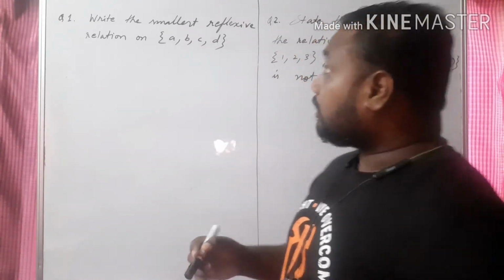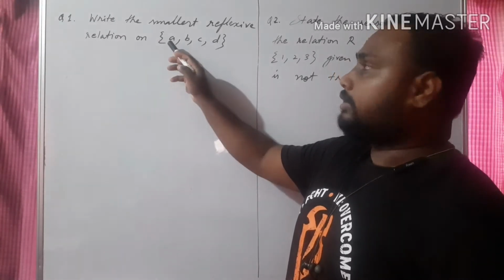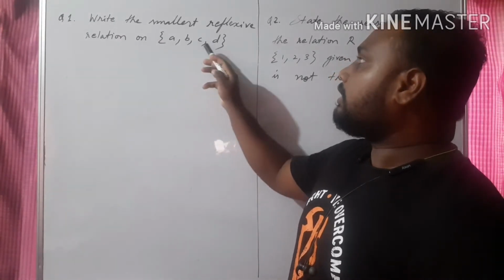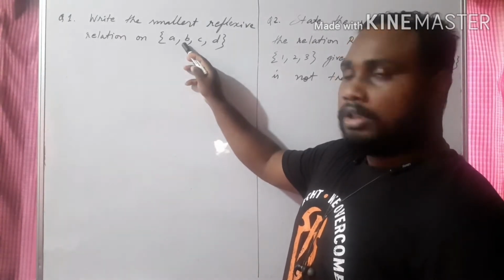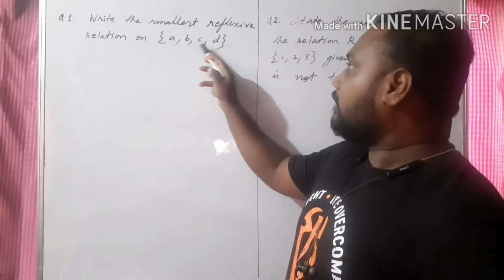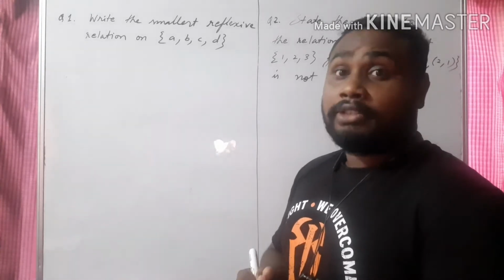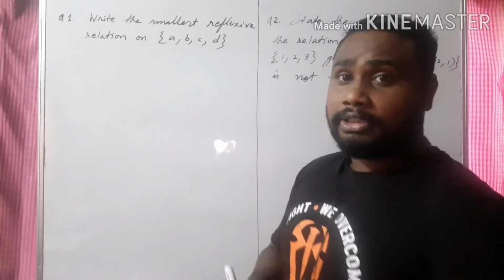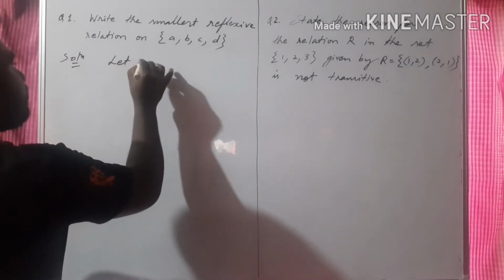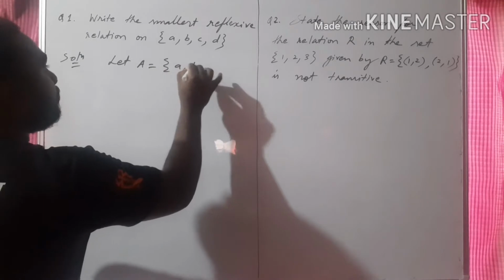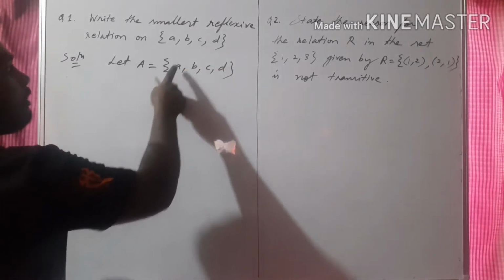So the first question is: write the smallest reflexive relation on the set containing A, B, C, D. Okay, so this set contains elements A, B, C, D. 4 elements are there. So I want to write the smallest reflexive relation on that set. I am taking A is equal to the given set.